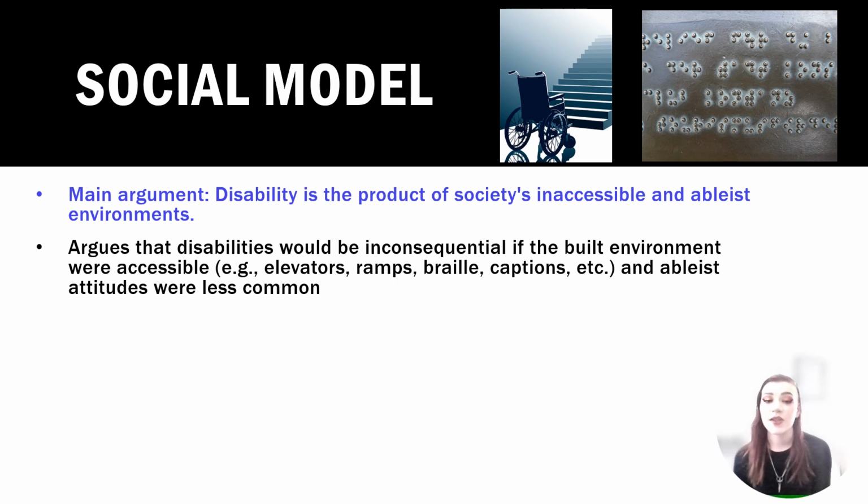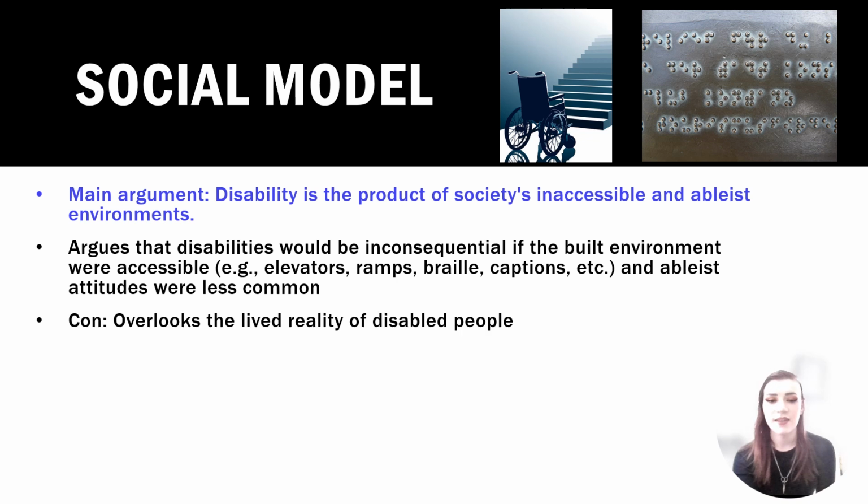On top of this, if ableist attitudes, again, attitudes or the practice of being discriminatory towards disabled individuals, were less common or completely gone, the idea of the social model is that disability would be pretty inconsequential. It really wouldn't matter if someone had a disability or not, because if we had this kind of world with an accessible built environment and no ableism, then disability doesn't really exist, right? If disability is the state of being in an inaccessible environment or experiencing that ableism, if those are gone, do disabilities still exist?